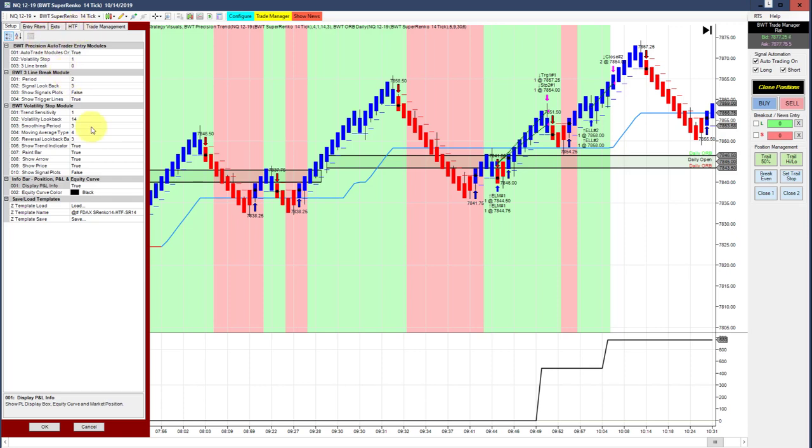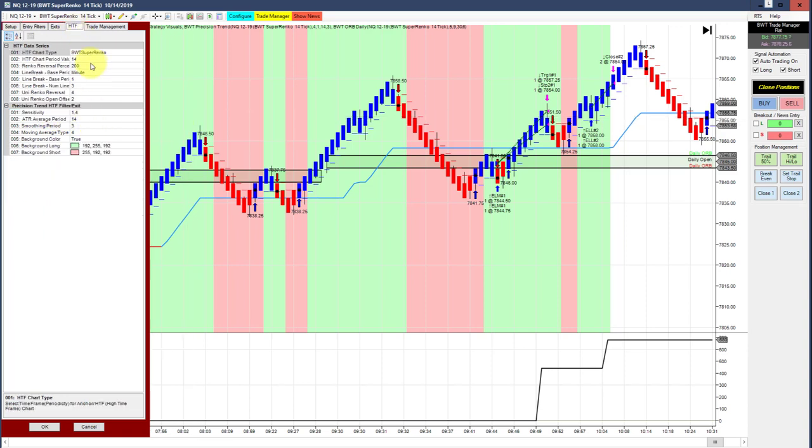So the only difference here is the trend sensitivity. The base chart is a sensitivity of 1, and then the higher sensitivity is 1.4 on the same 14 Renko, and this is what it looks like.